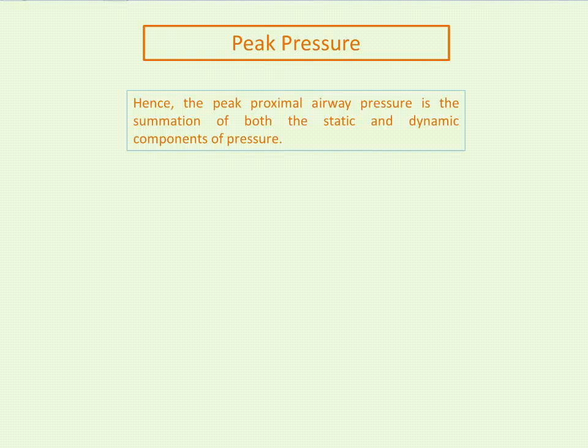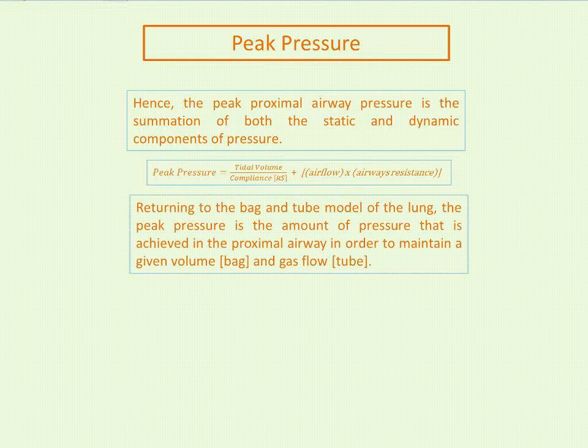So the proximal airway pressure is the summation of the static and dynamic. So this is the static component, so the peak airway pressure. Static is the tidal volume over the compliance, plus the dynamic, which is the airflow multiplied by the airway's resistance. And going back to the bag and tube model again, just for repetition, the peak pressure is the amount of pressure that is achieved in the proximal airway in order to maintain a given volume and a given flow.